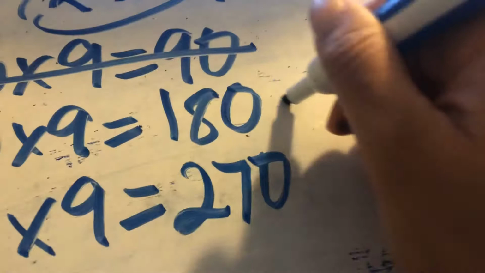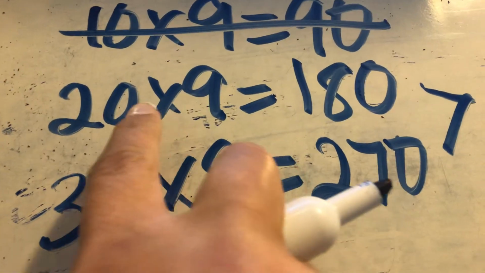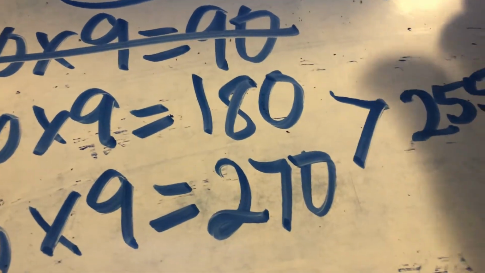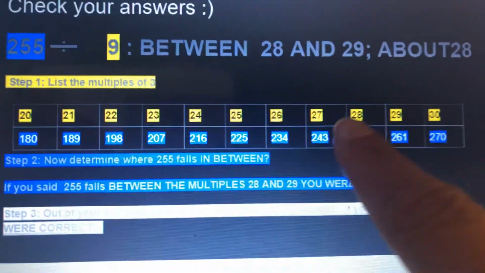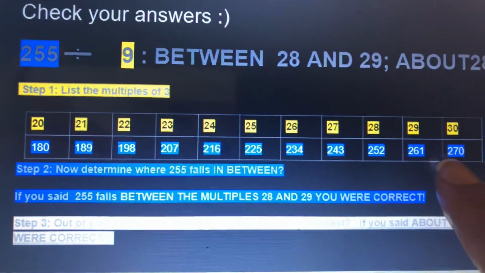So we know that our 255 falls in between 20 and 30 if we multiply it by 9. So somewhere between 20 and 30, we're going to get that. Okay, we're going to see 255 come up on that number line. As I listed my multiples, I noticed that it came in between 28 and 29. We have 252 and 261.